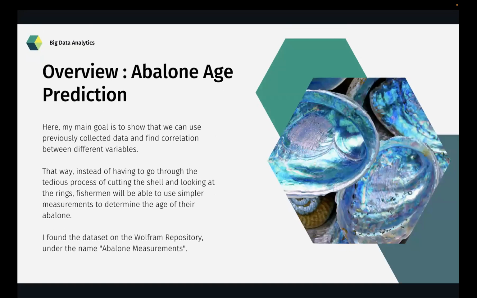My main goal is going to be to show that we can use the data of previously collected samples to find the correlation between different variables. That way, instead of having to go through the hard process of cutting the shell and looking at the rings, fishermen will probably be able to use the measurements and prediction tools to determine the age of the abalone. The data is on the Wolfram repository under the name abalone measurements.